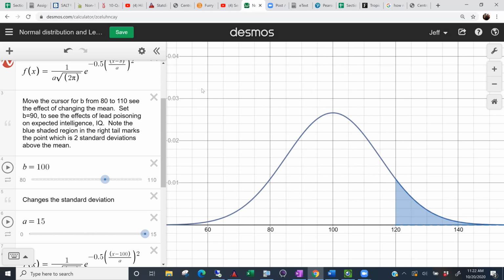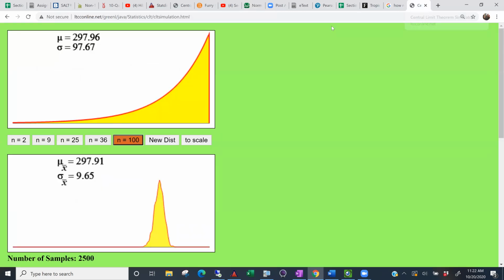As far as what you should be seeing on your assignment from Google Sheets, you're going to get something you're familiar with: skewed left, skewed right, uniform, or normal. So your answer should come from one of those above. Does that help out, Molly? It does, yes, thank you. Okay, appreciate the question.